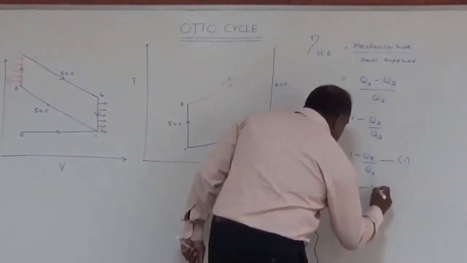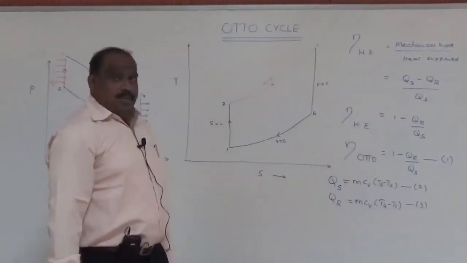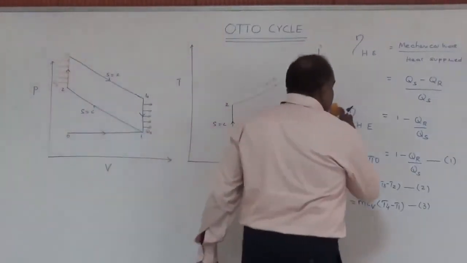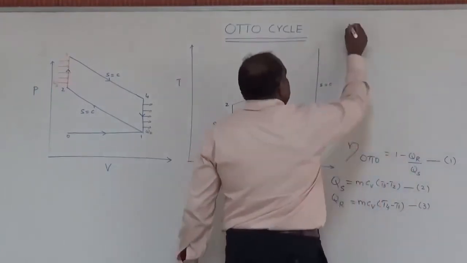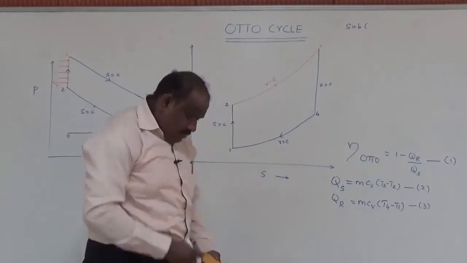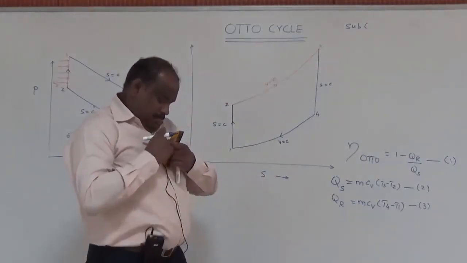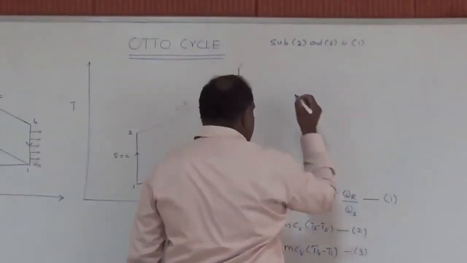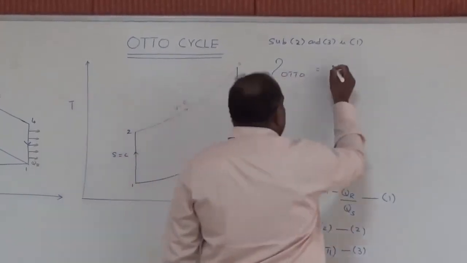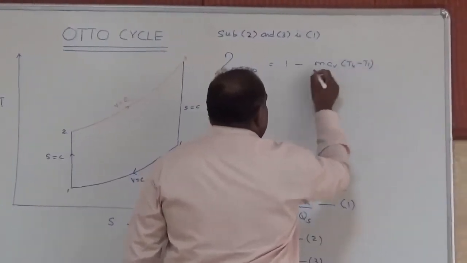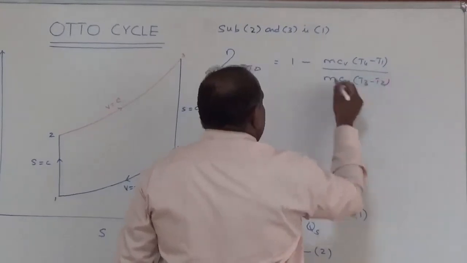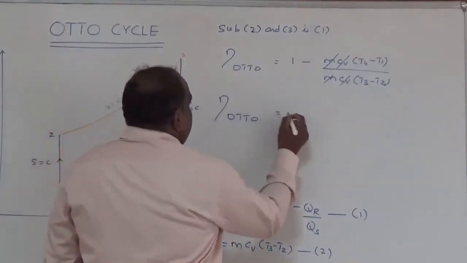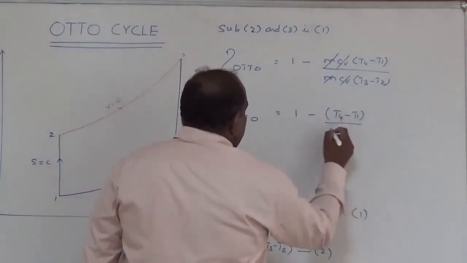If I keep this as equation 1, these two are equations 2 and 3. Now substitute the values of 2 and 3 in 1. We will derive the equation for the efficiency. Substituting 2 and 3 in 1, the efficiency of the Otto cycle is given by 1 minus mCv into T4 minus T1 divided by mCv into T3 minus T2. So I can cancel off m and the specific heat at constant volume. So finally the formula for the Otto cycle ends up as 1 minus T4 minus T1 divided by T3 minus T2.